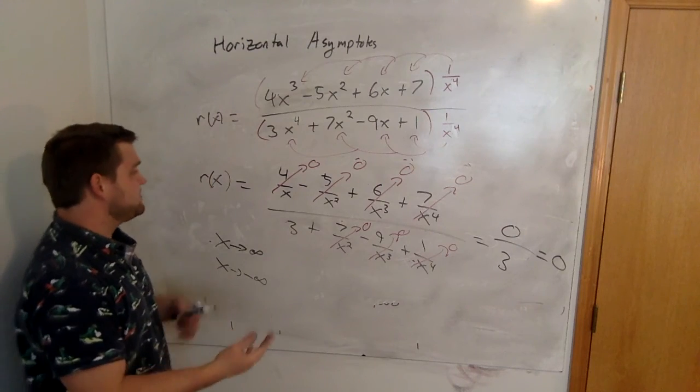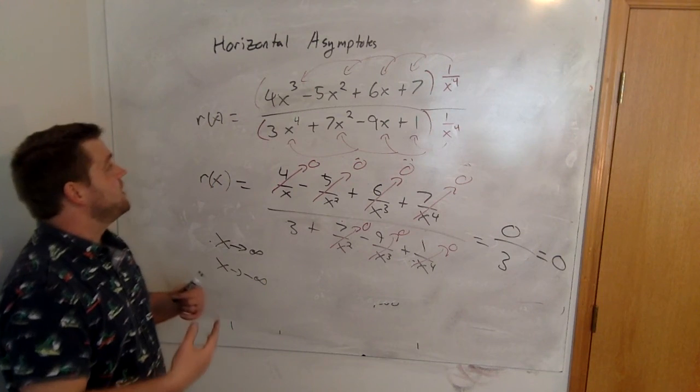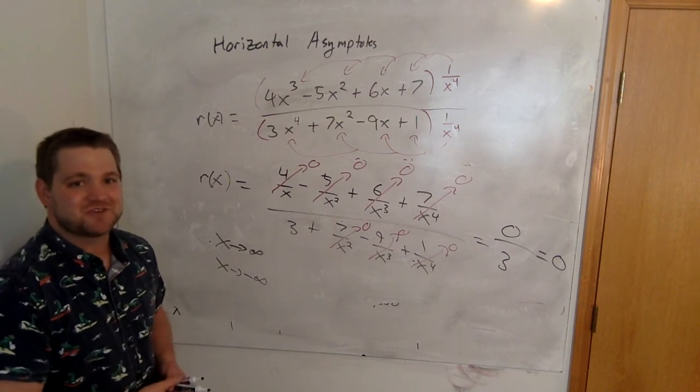Okay, so I hope this kind of cleared up a little bit of the confusion about end behaviors and horizontal asymptotes when we're talking about rational functions.